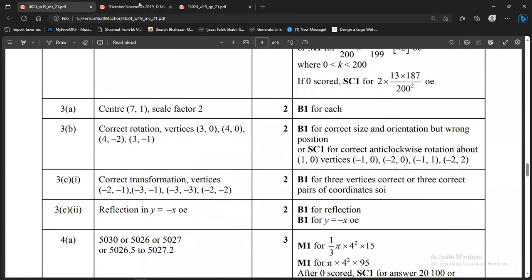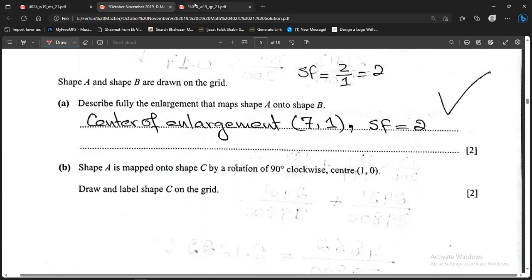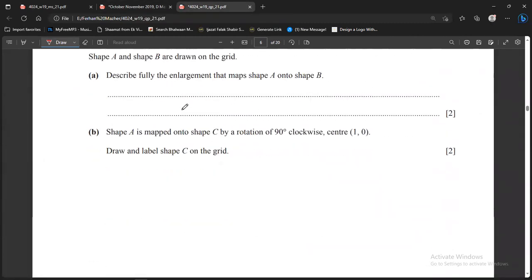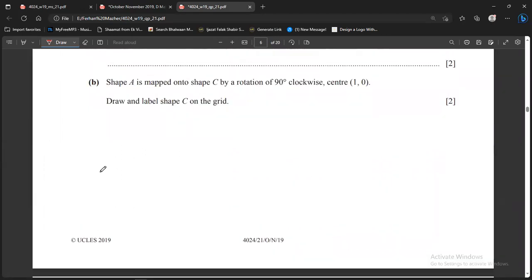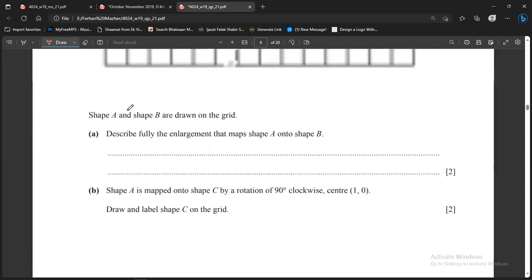So our answer is right. Okay. Question number 3, B part. He says the shape A is mapped onto shape C by a rotation of 90 degrees clockwise, center (1, 0). Draw and label the shape C on the grid.